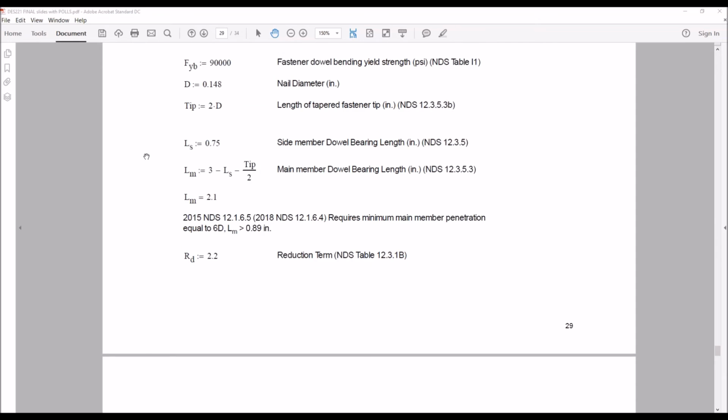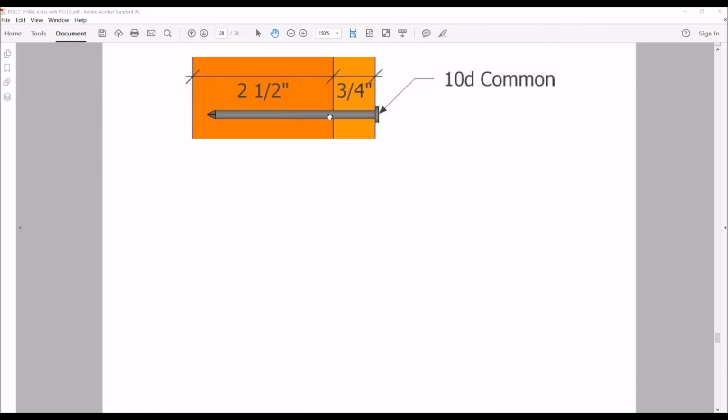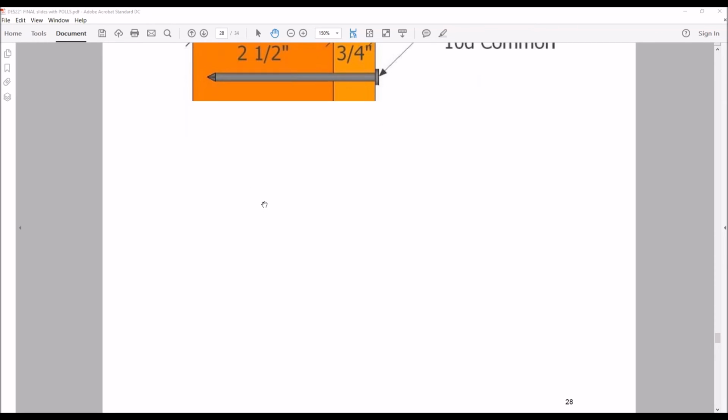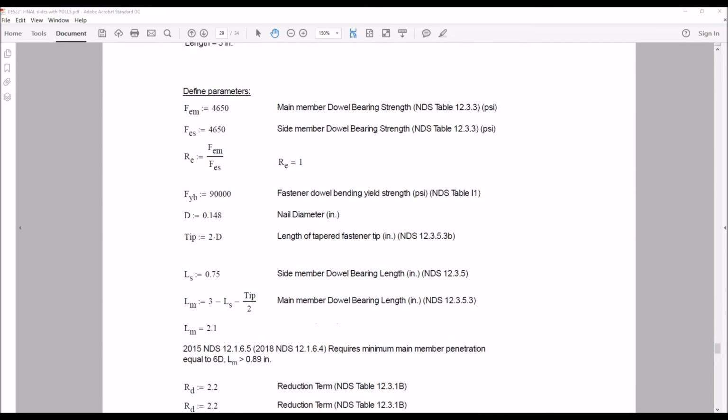And that becomes important when we calculate our side and main member dowel bearing length specifically. So if we looked at our illustration again, we see the nail passes through the side member fully, so our side member dowel bearing length is just the side member thickness. Our main member dowel bearing length we need to calculate. So let's go back down there.